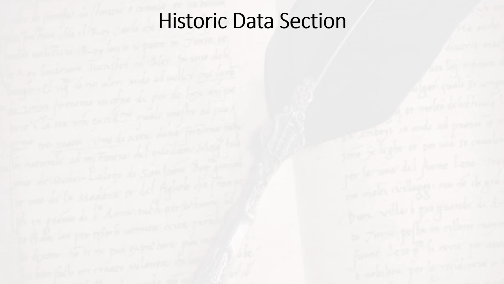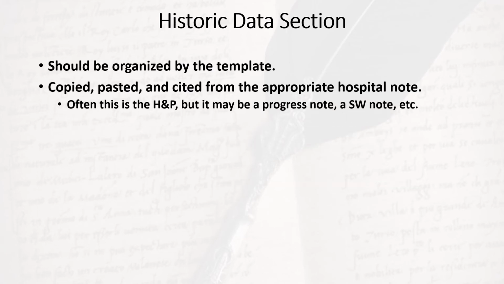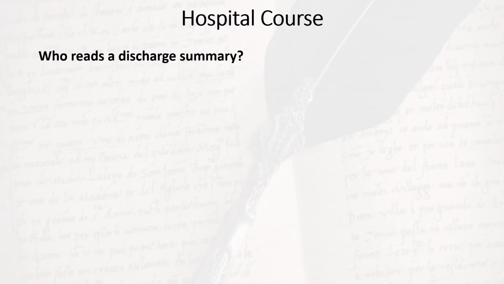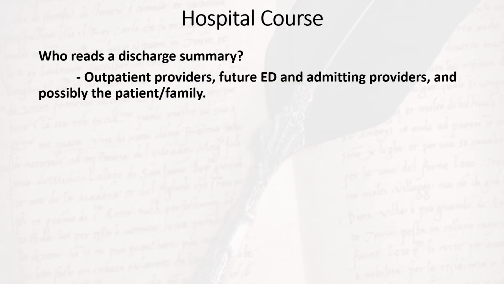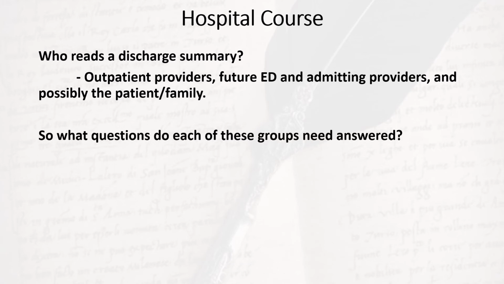So in more detail, looking at the historic data, again, organize it by the note template, copy, paste, and cite. Look for the H&P or progress notes, social work notes, wherever you're going to get the best information. Now for the hospital course, I again want to apply the idea of viewing this from the perspective of the recipient or user of the note. So who reads a discharge summary? Outpatient providers, future emergency department and future admitting providers, and maybe the patients and the family. When designing our hospital course, we need to think about what information these folks need, and what questions each of these groups needs answered.